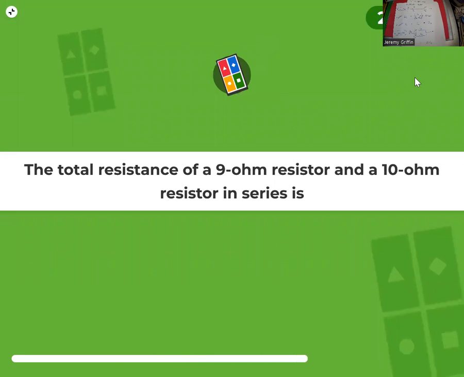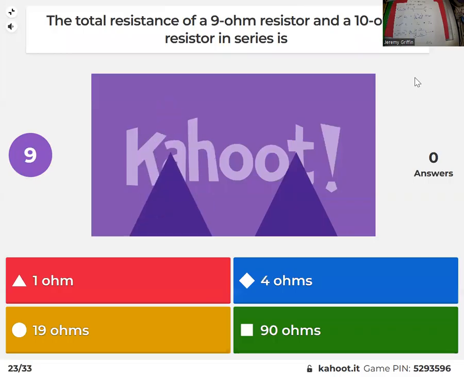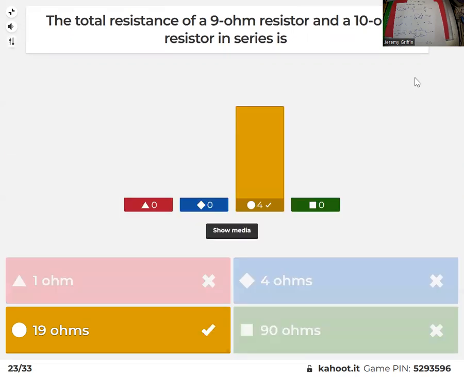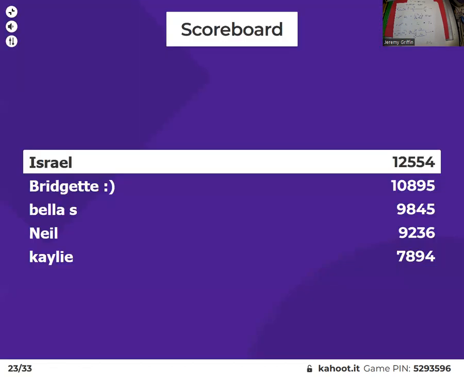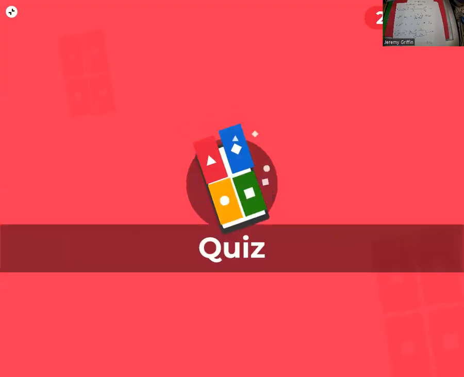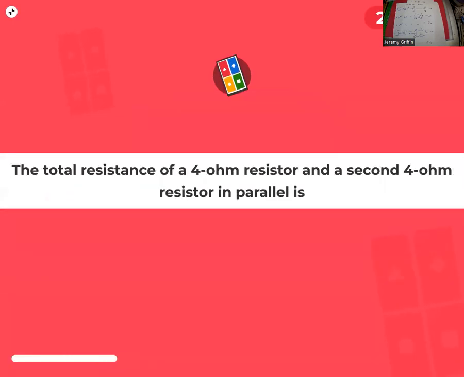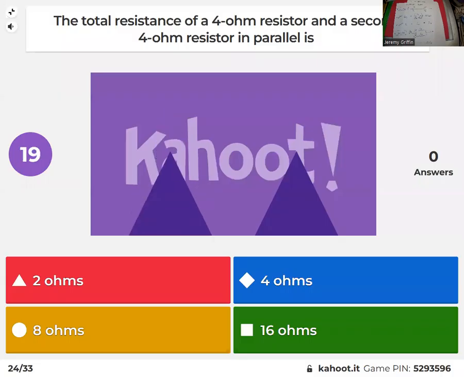The total resistance of 9 ohms and 10 ohms in series is what? 19. Yeah, 10 plus 9. There you go. Just add them up. Add them up. Add them up. 10 plus 9, 19. How about 4 ohms and 4 ohms in parallel? What's that?